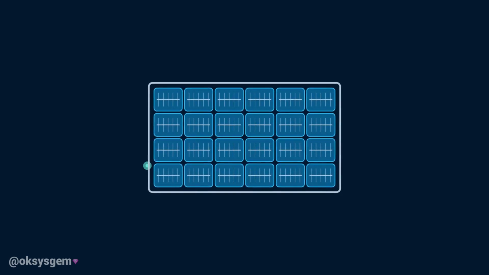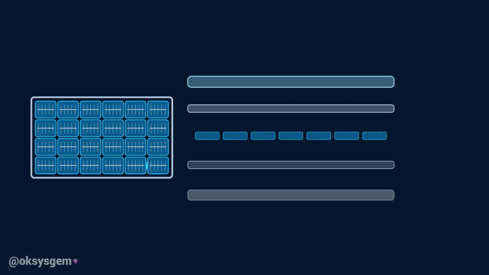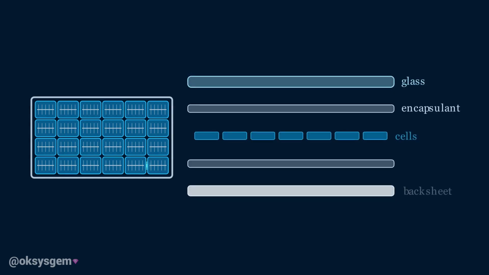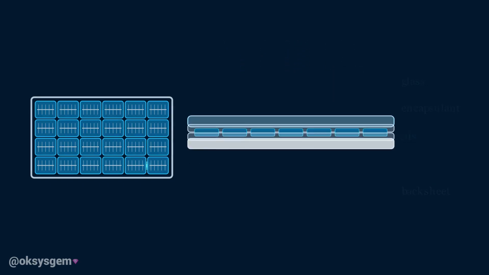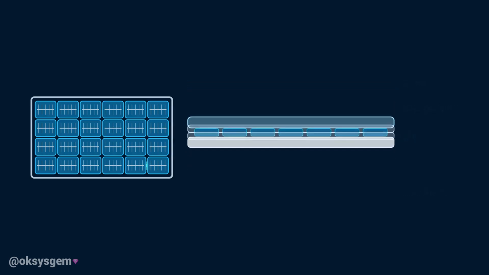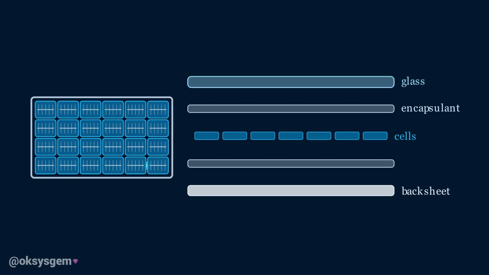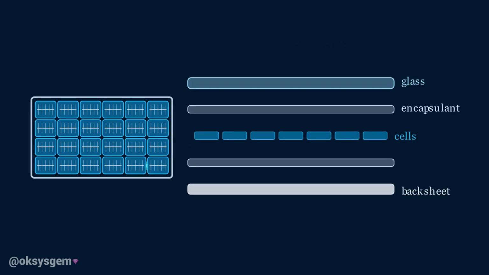Several rows of connected solar cells are sealed inside a protective structure to create a solar module, usually called a solar panel. The cells are fragile, so the panel needs several protective layers. A sheet of toughened glass covers the front, allowing sunlight through while protecting the cells from rain, dust, hail, and physical damage. Beneath the glass, transparent encapsulating material holds the cells in place and helps prevent moisture from reaching them.